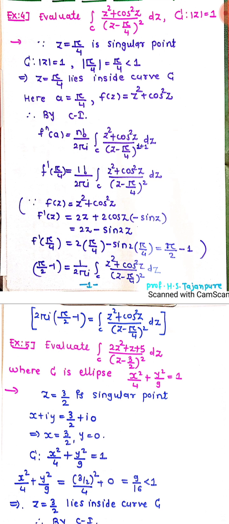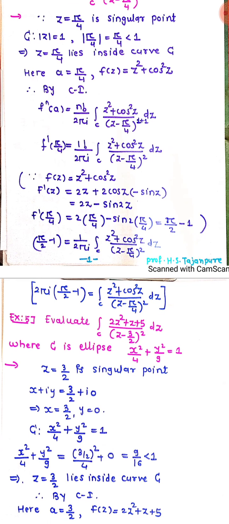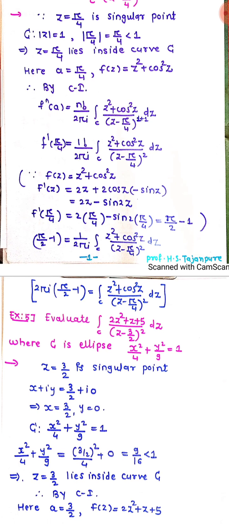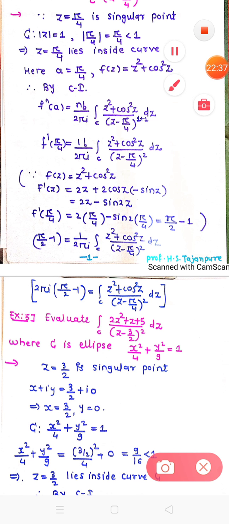Now by Cauchy's integral formula, f raised to n of a equal to n factorial upon 2 pi i, integration of, I have substituted here the value of f of z dz. Now again the suitable value of n is here 1, because we require bracket raised to the power 2 in the denominator. Z minus pi by 4, its power should be 2.